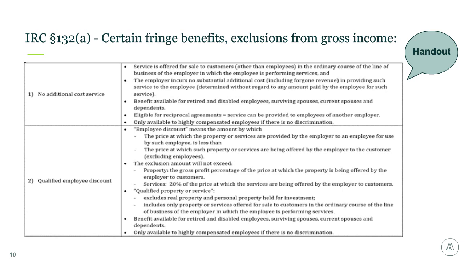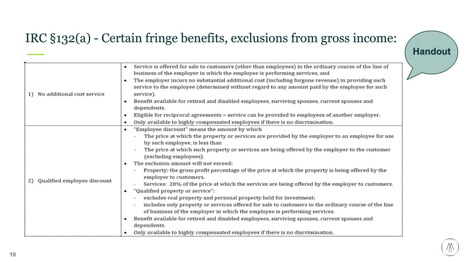But you've got to look at your facts to see how far you can expand that. If you have an employee, say, who works at a satellite campus and has nothing to do with the bookstore, can you still say it's in the same line of business, and are they still eligible for that discount? The same group applies where the benefits are available for retired and disabled employees, surviving spouses, current spouses, and dependents, and we do have that same non-discrimination requirement if you're going to provide this benefit to a highly compensated employee.